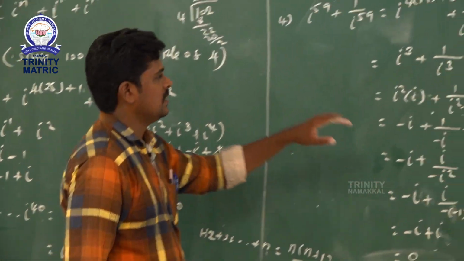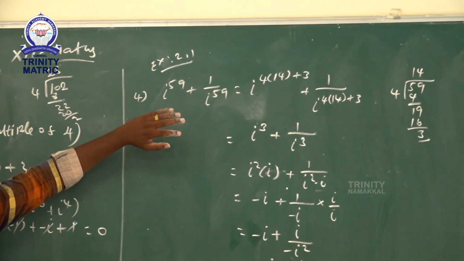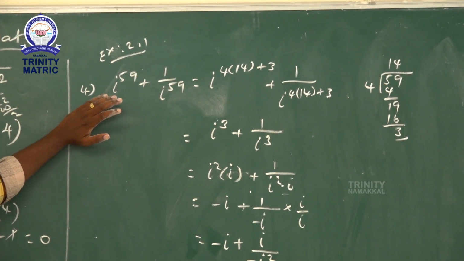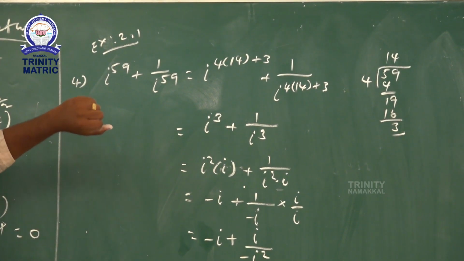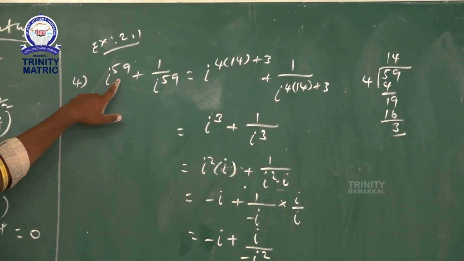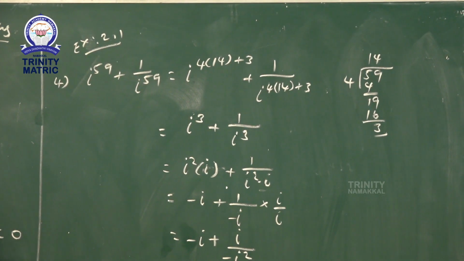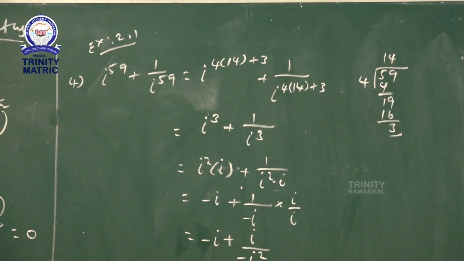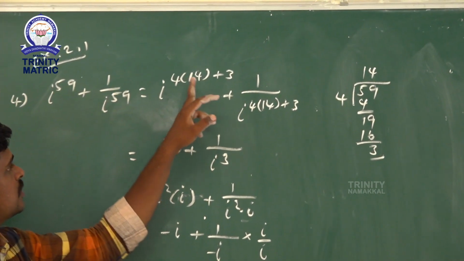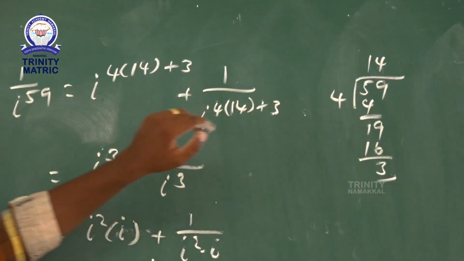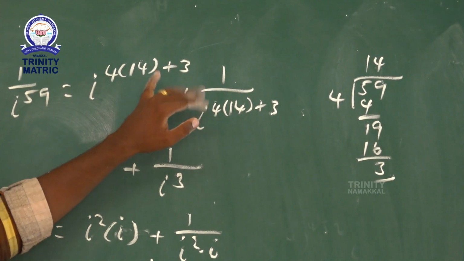Next go to exercise 2.1. Here fourth question. The remaining questions are your homework. Here fourth question, i power 59 plus 1 by i power 59. This is the only different method. i power 59 can be divided by multiples of 4. Here i power 4 into 14 plus 3.